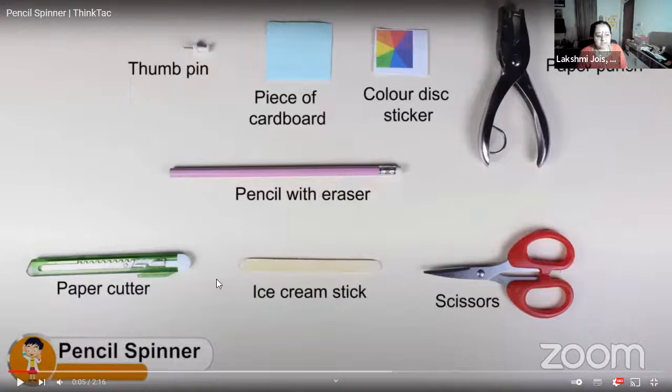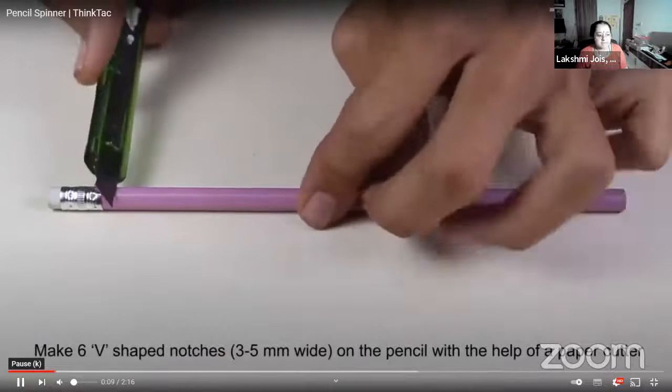So these are the materials required. The pencil, this is okay. We can just use the piece of cardboard. Then you need the ice cream stick. And a puncture tool also; you can try to make a hole with the scissors itself, in case you don't have it. And the thumb pin. Watch this and then we shall make it.